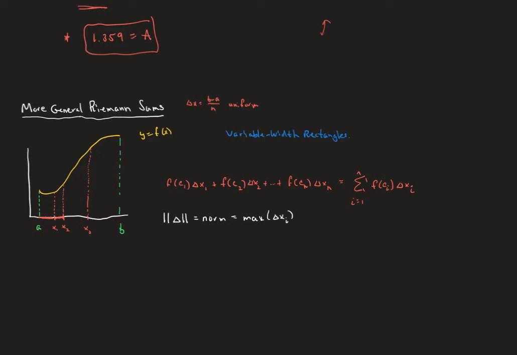So if we now, in our more generalized case, say the limit as the norm goes to 0, that is, as our largest delta x goes to 0, of our sum i going from 1 to n of f of c sub i delta x sub i, that is going to be, in general, our integral from a to b of f of x dx. So that's the most generalized definition of our definite integral. Okay, very good.